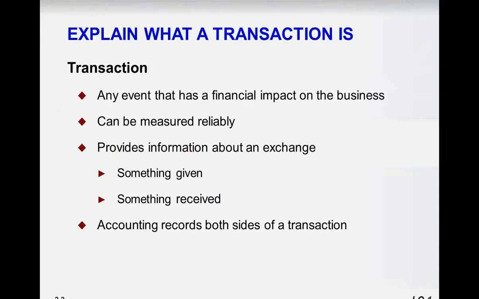A transaction is any event that has a financial impact on the business. You can measure it reliably, so you have an invoice or a check, a source document that you have written or received for this item. It provides information about an exchange. For every transaction, you will have something given and something received. It's a trade-off, and the accounting records will show both sides of that transaction. For example, I purchased supplies for cash. I have more supplies, less cash.